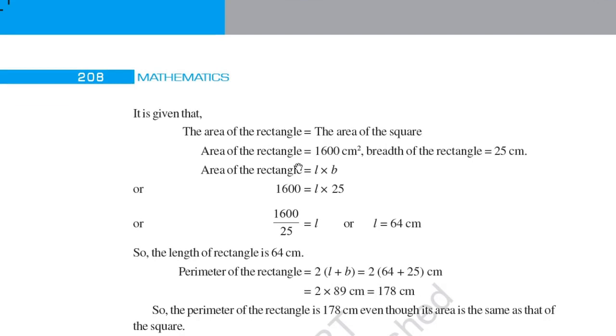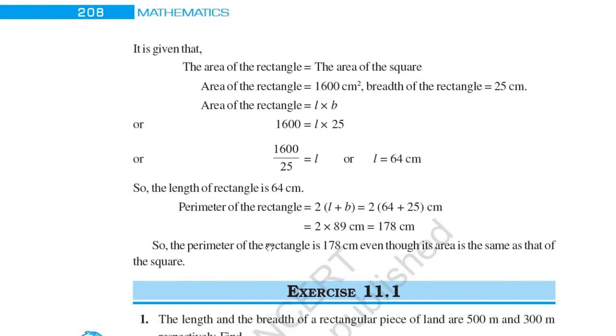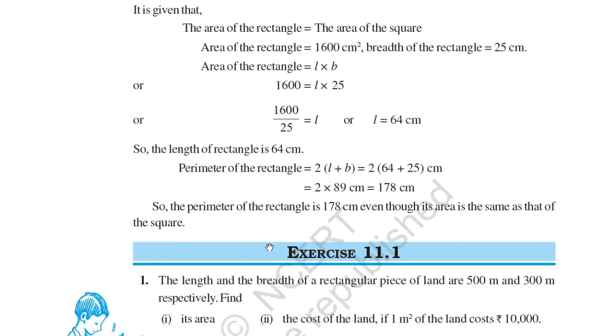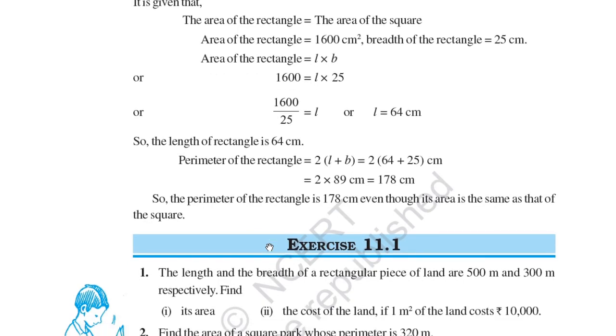Breadth of the rectangle is 25 centimeter. So we'll find the length here. Area of rectangle upon B, 1600 upon 25, will give L. L is equal to 64 centimeter. So the length of the rectangle is 64 centimeter. So perimeter will become 2 into (length plus breadth), which is 2 into (64 plus 25), that gives 178 centimeter. So the perimeter of the rectangle is 178 centimeter even though its area is the same as that of the square.